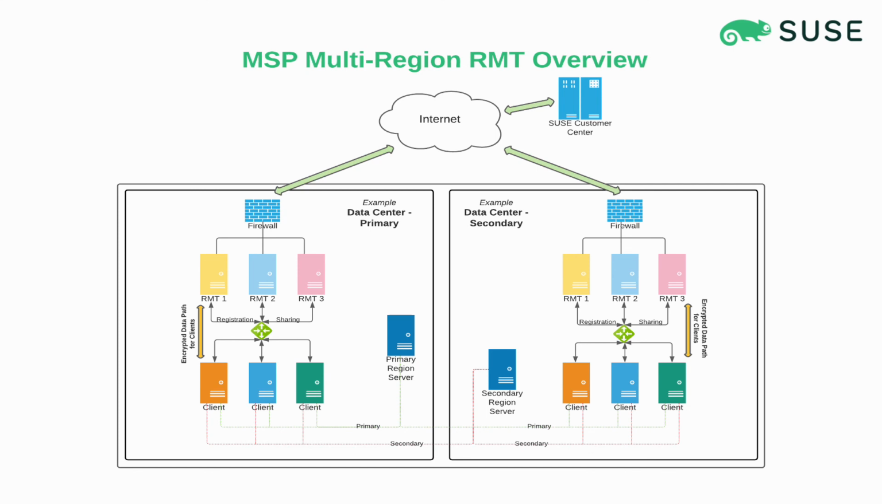Lastly, the large yellow arrow labeled encrypted data path shows the data will traverse between the client and the RMT server directly, no matter which region server has been queried. The region servers will be addressed in more detail later.